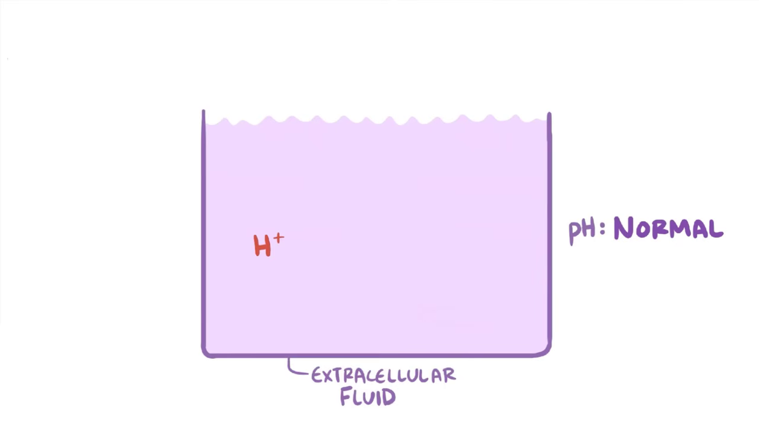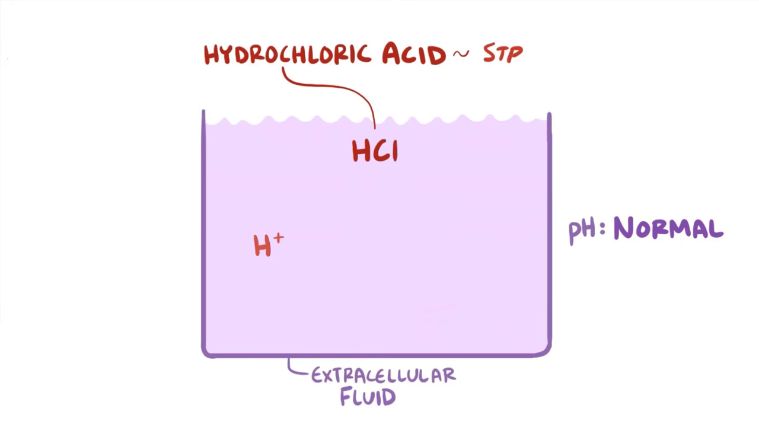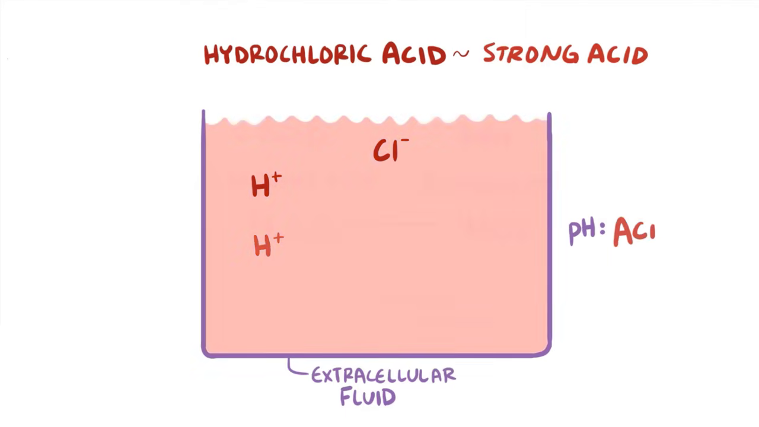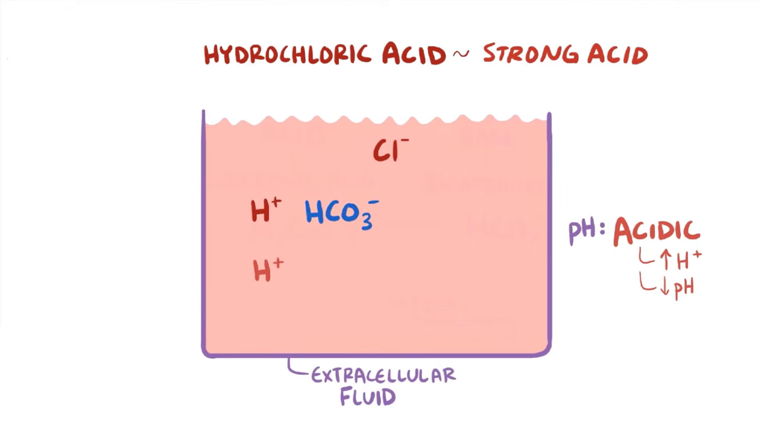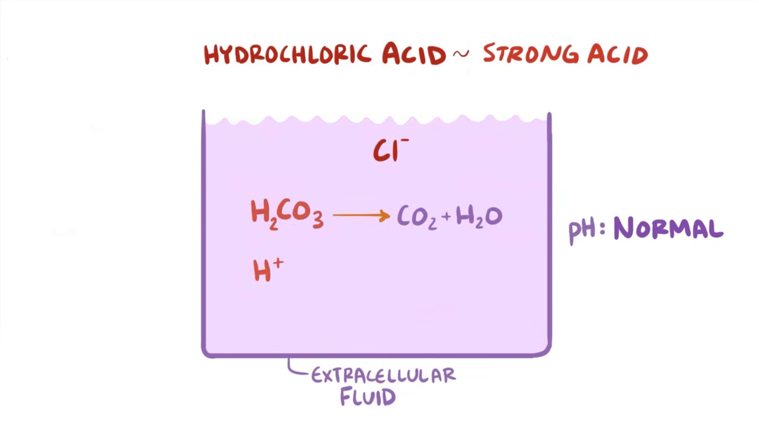On the flip side, imagine tossing HCl into the fluid, or hydrochloric acid, which this time is a strong acid. It would fully dissociate into hydrogen ions and a bunch of chloride ions. Without a buffer, this would cause it to become acidic, since there's more hydrogen ions, and therefore the pH would go down. The new hydrogen ions, though, get instantly picked up by bicarbonate ions and converted to carbonic acid, which would then dissociate into carbon dioxide and water. Once again, this buffer normalizes the pH.